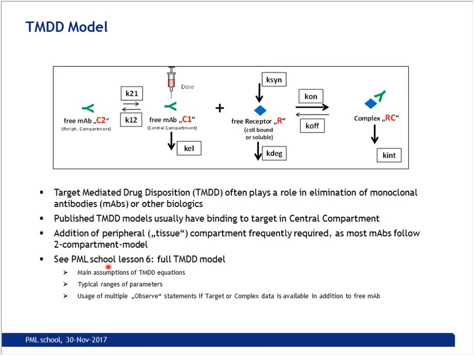I would also highlight the PML School Lesson 6, where the full TMDD model has been presented. I especially liked the slides with the main assumptions of the TMDD equations, the typical ranges of the parameters that are in there, and I also liked very much the usage of the multiple observed statements. If you have, in addition to your drug PK data, also data on the free receptor or the complex, then you can nicely read this into your Phoenix code with several observed statements.